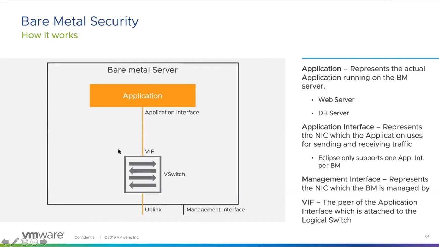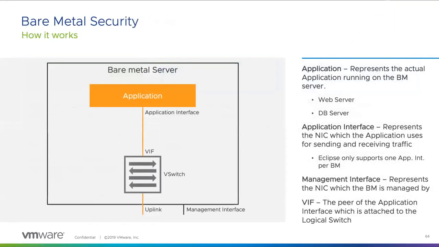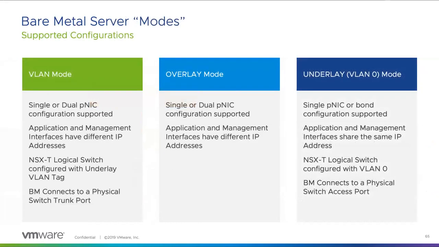This is pretty cool stuff. If you have legacy applications out there that you have the ability to move into NSX-T for security, this is an option for customers. The bare metal server modes supported are VLAN, overlay, or underlay VLAN 0 mode, where it's just a single NIC connected in. Again, we're trying to give customers as many options as possible for connecting and securing all workloads across the environment.